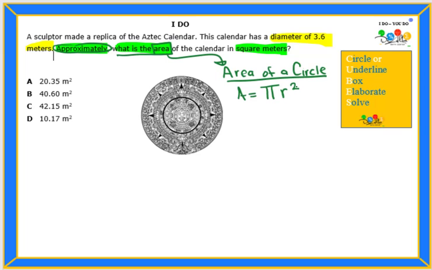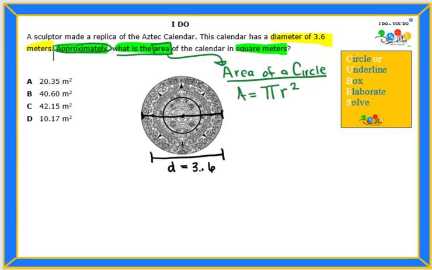R stands for radius, so we need the radius. Do we have the radius? We don't. What did they give us? That's correct. They gave us the diameter. So remember, the diameter is the distance from one side through the center across to the other side. So that means the diameter of 3.6 is going to help us find the radius. Because even though I do not have the radius, I know the relationship between diameter and radius.